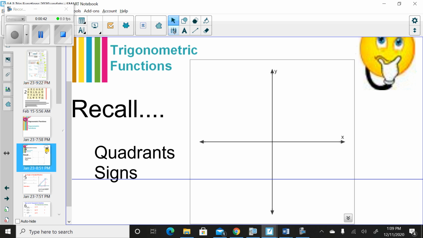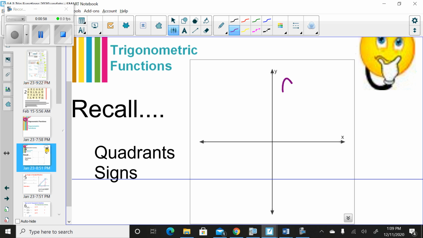Quadrants and signs. So looking at which quadrant is which and making sure we know where we have positives and negatives. What I'd like you to do is go through and name your quadrants here. So stop the video. Where's quadrant 1, 2, 3, and 4? And then think about what you know about X's and Y's in each of those quadrants. Where are things positive and negative?